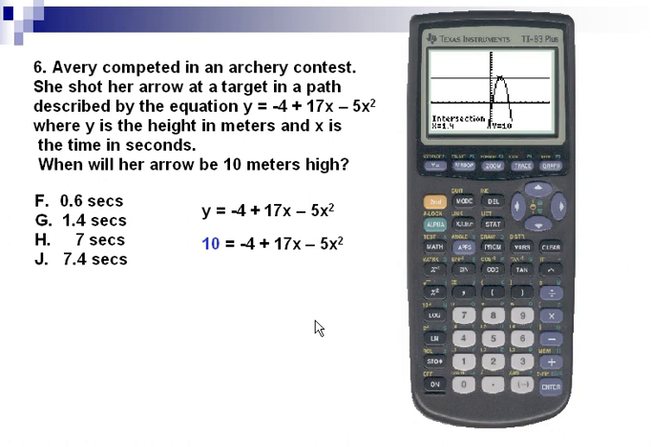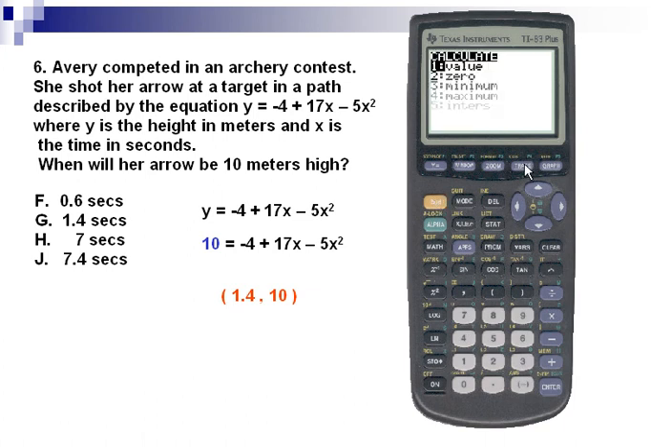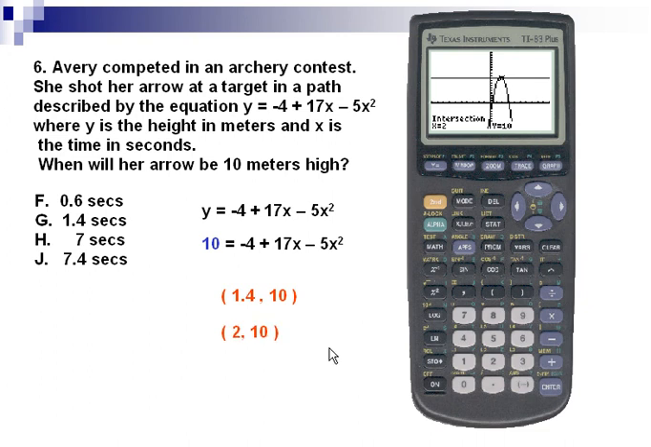So you can see here that one of the points of intersection is the point 1.4, 10. Now let's calculate the other point of intersection. Again, number 5. The first curve is the line, and the second curve is the quadratic. Then move your cursor closest to that point of intersection. So here we have the point 2, 10.